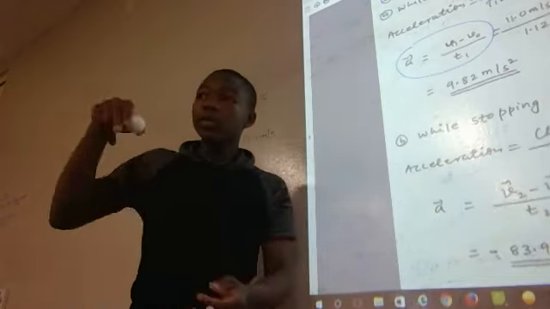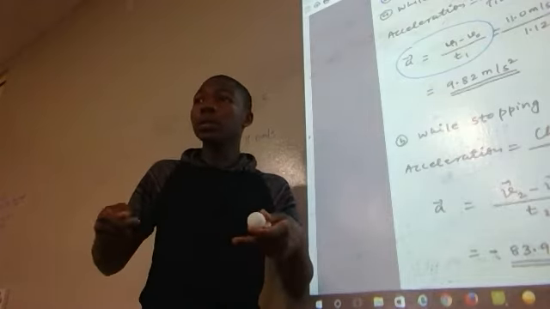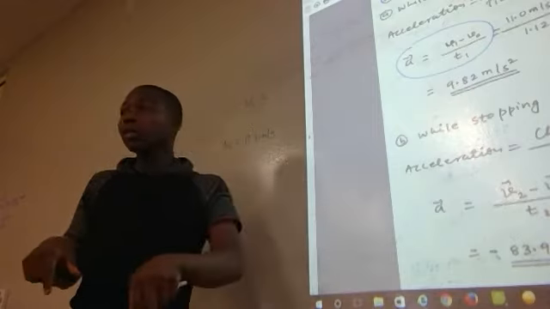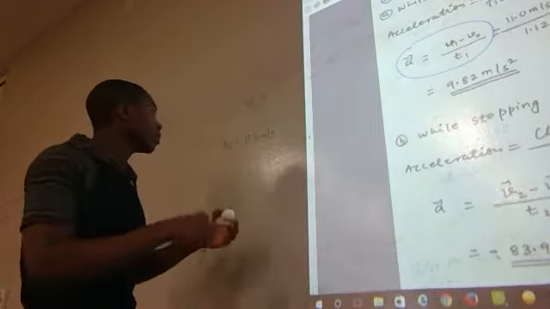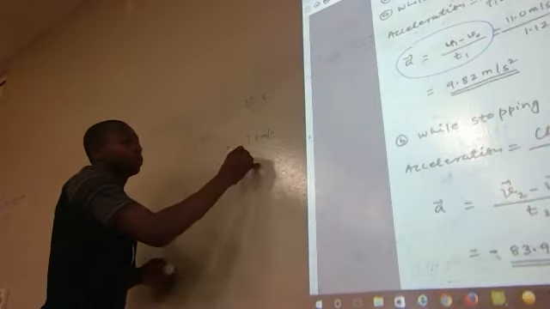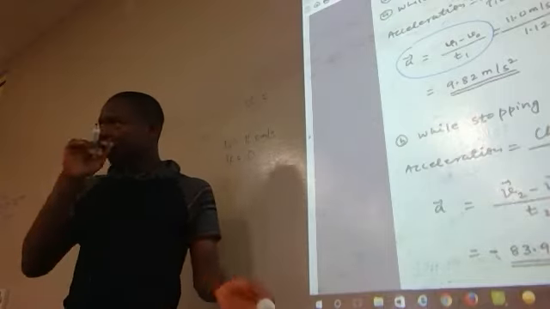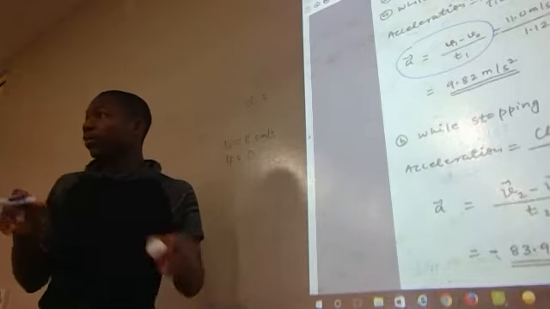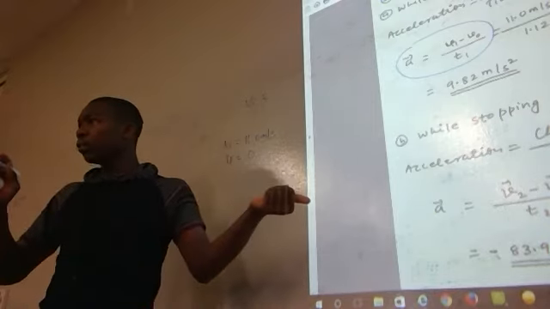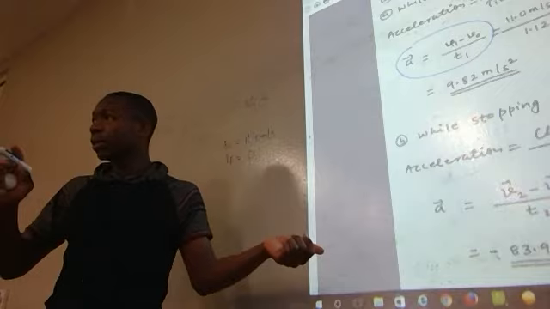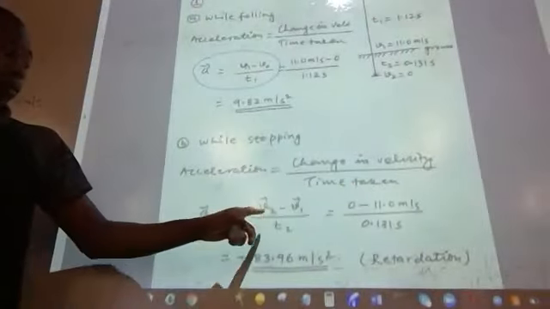Now, once it's going into the sand, it's decelerating because the sand exerts a force on it. When it's going to stop, what velocity will it have? 0. So the final velocity at that time is going to be 0. Acceleration is still the same thing, change in velocity divided by time taken. And they have given us the time for it to decelerate and stop, which was 0.131 seconds.